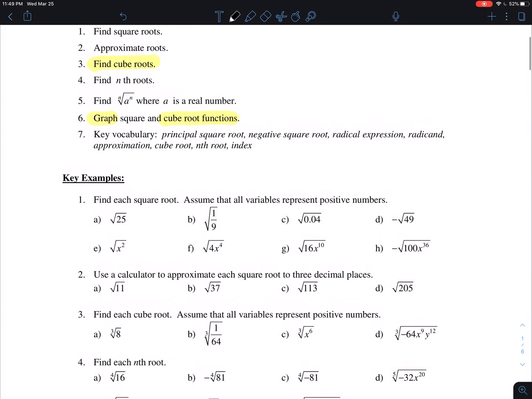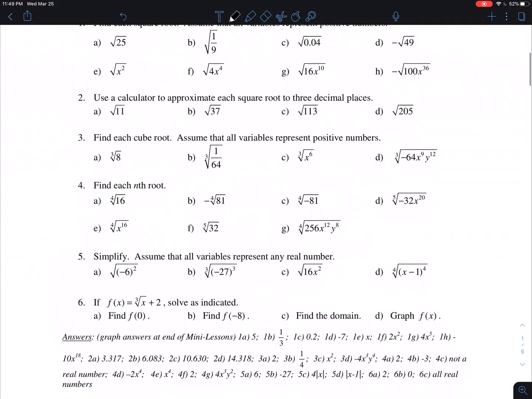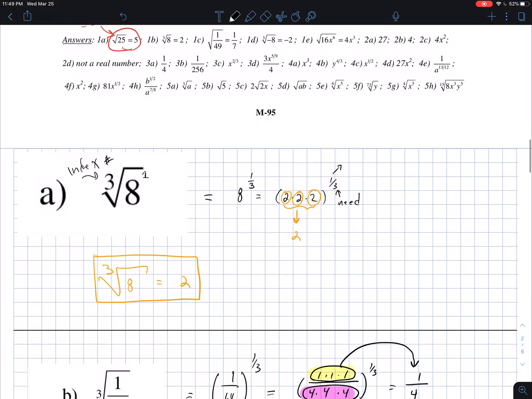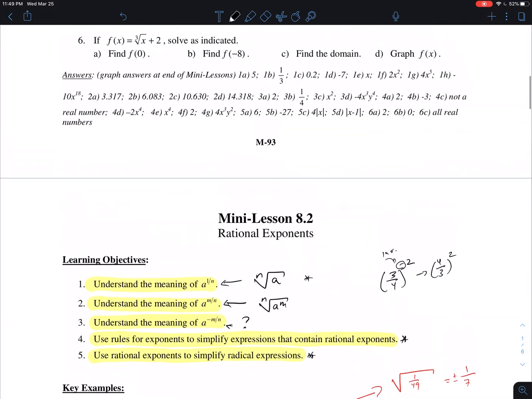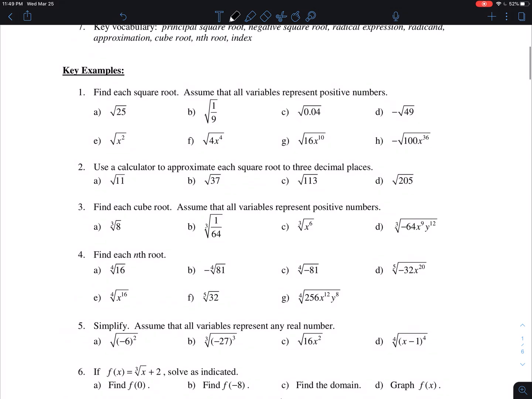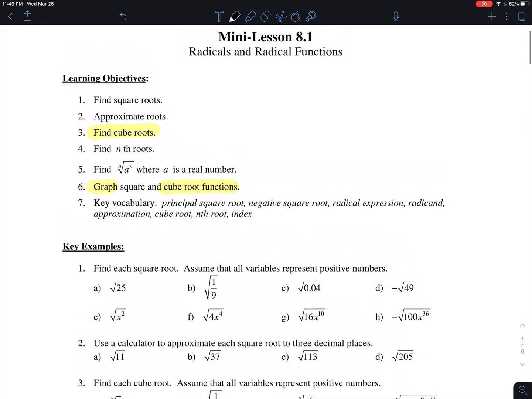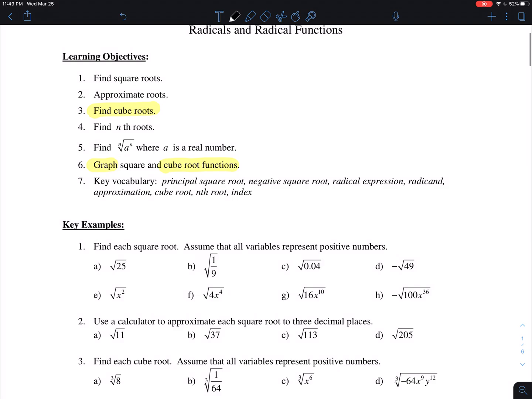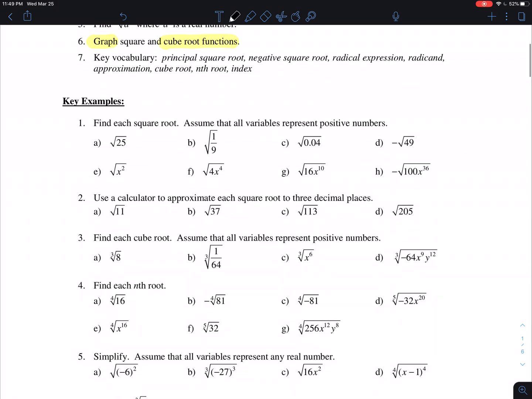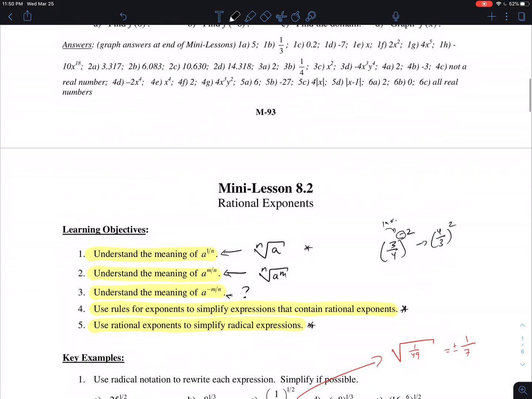So we're going to take a few problems here, and the very first one I did out was number 3A. Find each cube root, assume that all variables represent positive numbers, and that's important.